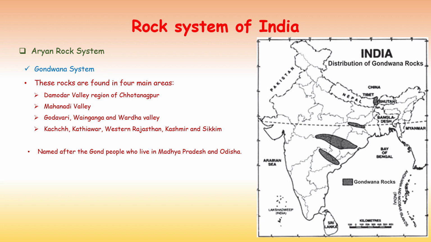Damodar Valley in Jharkhand, Mahanadi River in Chhattisgarh and Odisha, parts of Madhya Pradesh, Godavari Valley in Telangana and the Rajmahal Hills of West Bengal are the predominant areas where the Gondwana rock system is found. This rock is named after the Gond people who live in Madhya Pradesh and Odisha. Please note, Gonds are one of the largest tribal groups in the world.